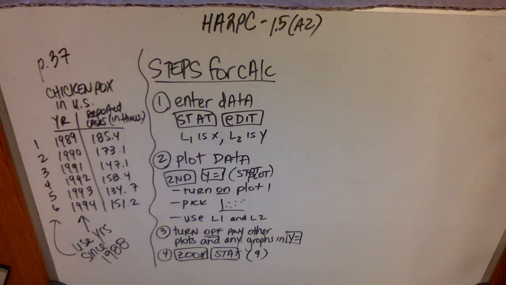This is Honors Algebra 2 Pre-Calculus. We're doing 1.5 in Algebra 2, which is scatter plots and least squares lines, which is just best fit line. So I took some data off page 37 of the textbook, which talks about chicken pox in the United States in the late 80s, early 90s.